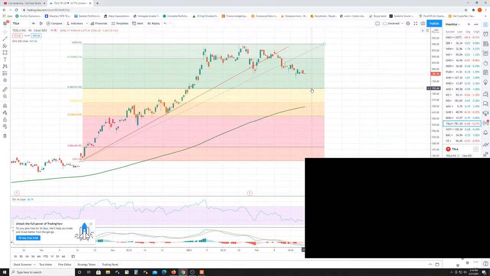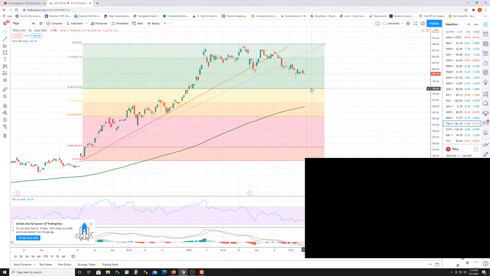Pulling back to the golden zone would be $720. If it pulls back to $720, I'm going to try to find a way to buy at least $200, maybe $300 worth of Tesla.